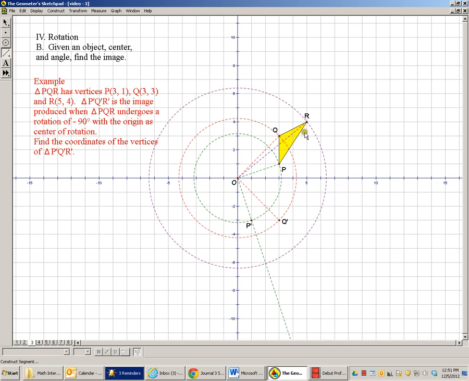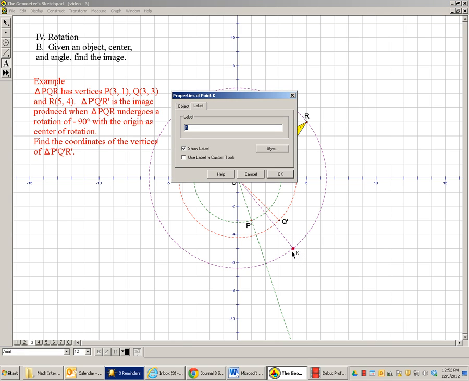But again, I'm going to cheat here. I see that R is at 5, 4, so I know it's probably going to be at something like negative 4, negative 5. Yeah, see, that's right there on the circle. And sure enough, I can tell that I've made a 90-degree angle with my purple lines. So I've swept it negative 90 degrees. That has to be the location of my R prime.